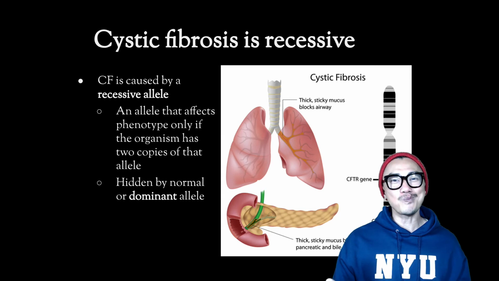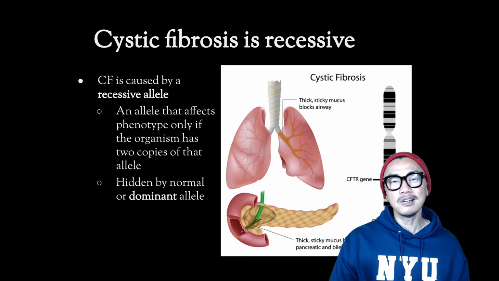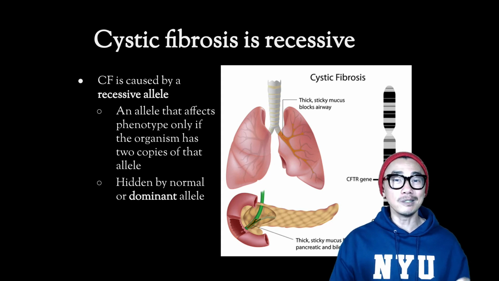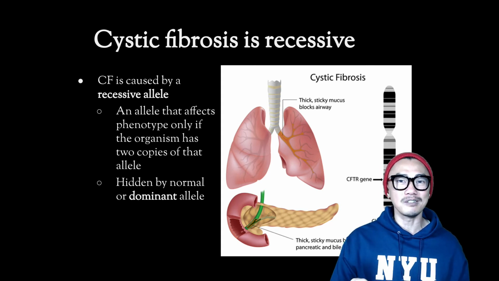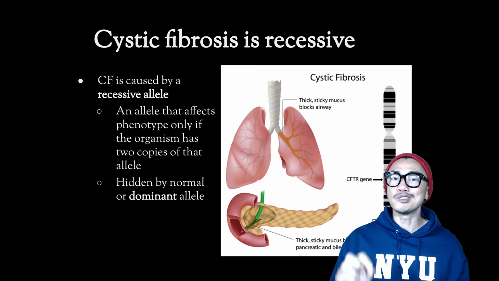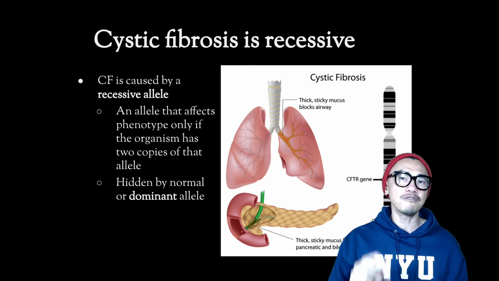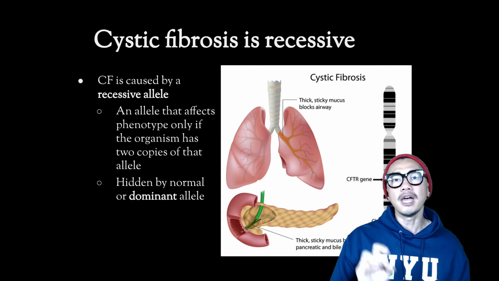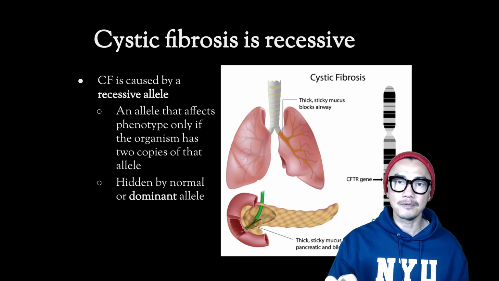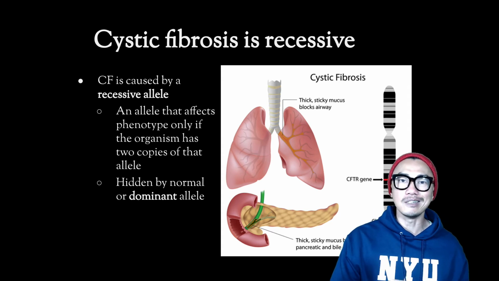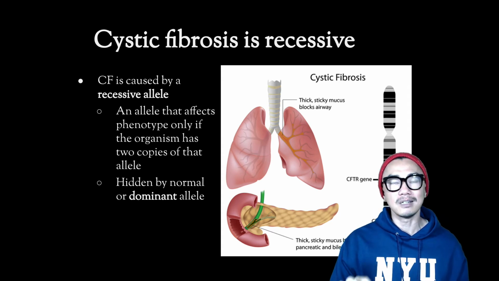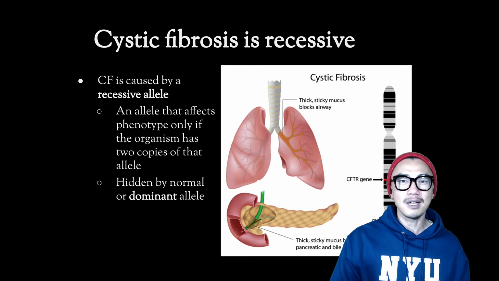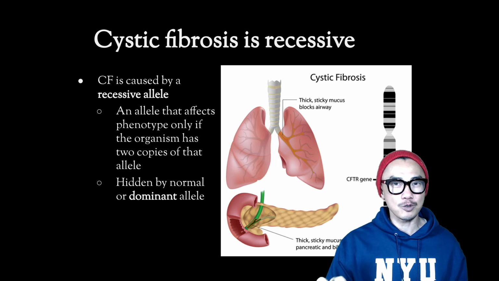Remember that cystic fibrosis is caused by a mutant allele of the CFTR gene on chromosome 7. The mutant allele is also known as a recessive allele. This means that you need 2 copies of it if it's going to affect your phenotype. You need 1 copy from your mother and 1 copy from your father. Otherwise, it'll be hidden by the normal or dominant allele. Recessive generally means weaker, and dominant generally means stronger.